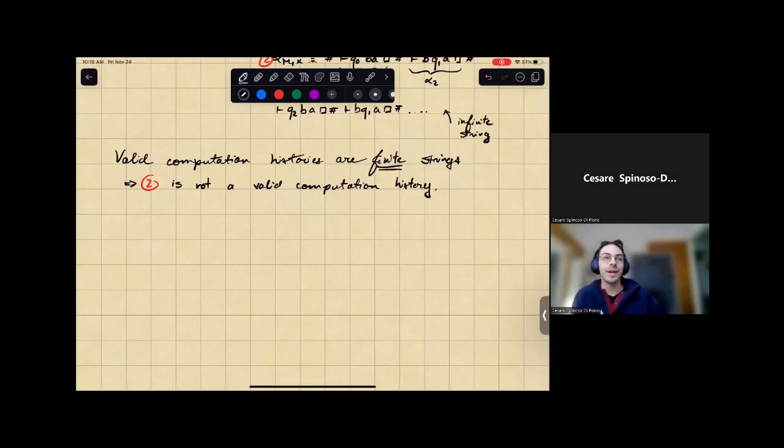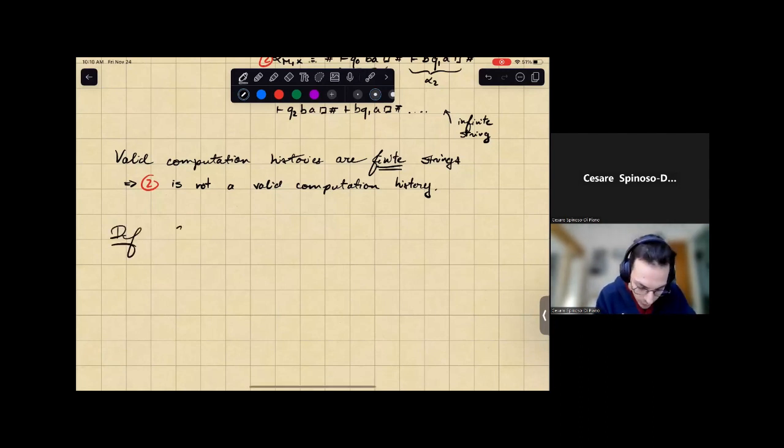Okay, so now that we've talked about valid computation histories as strings, we're next going to talk about them as languages. So we're going to talk about the language corresponding to all of the strings which represent valid computation histories of a particular M running on a particular X. Okay, so let me give you that definition.